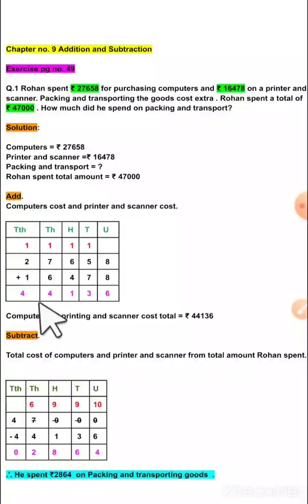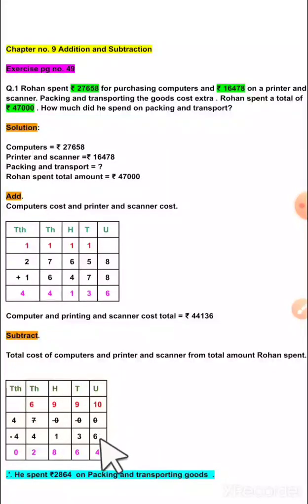The answer is 44,136. So Rohan bought computers and printer and scanner at the cost of rupees 44,136. Now we will subtract the total cost of computer and printer and scanner from the total amount Rohan spent. He spent 47,000, from which 44,136 is the amount of computer and printer scanner.